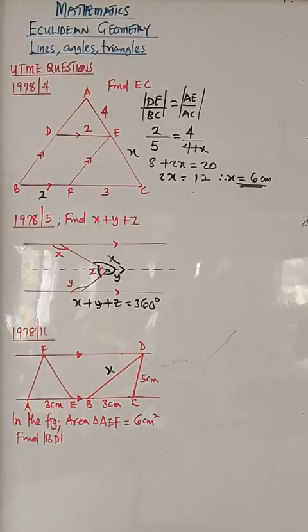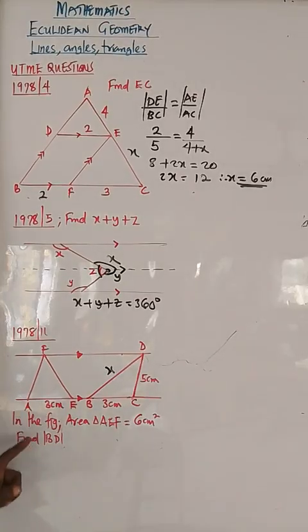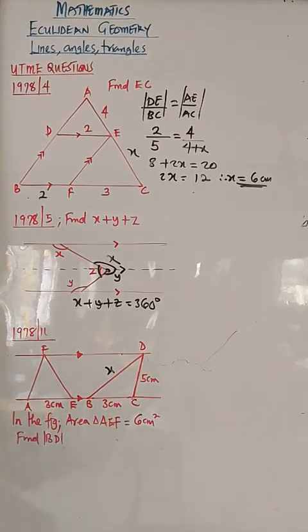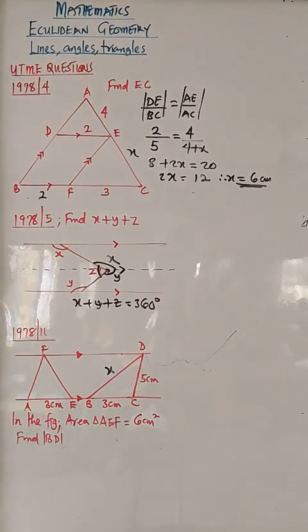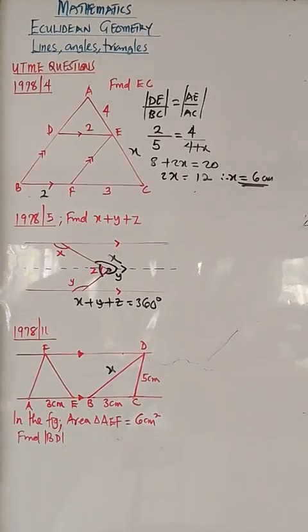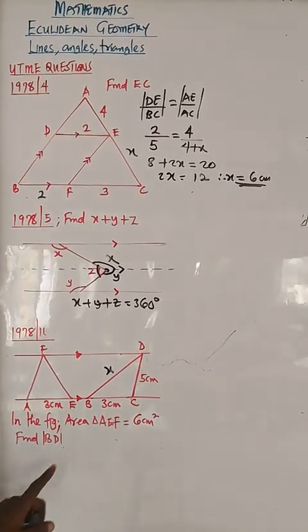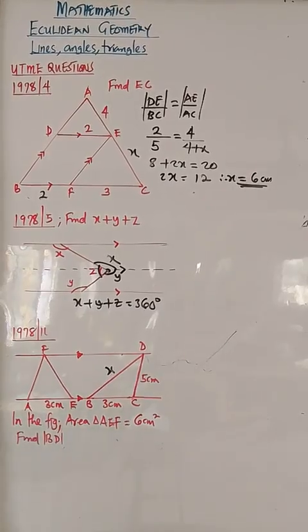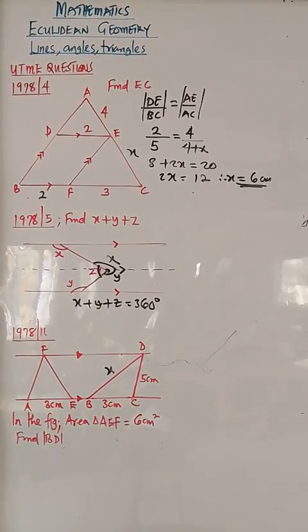If you know the area of this shape, then perhaps we can get the value of X. But something is obvious. Look at this. This triangle AEF and this triangle BDC will have the same area. Why? They are between two parallel lines and they have the same base. So it means they will have the same area. So we can say the area of triangle BDC is also 6 centimeters squared.